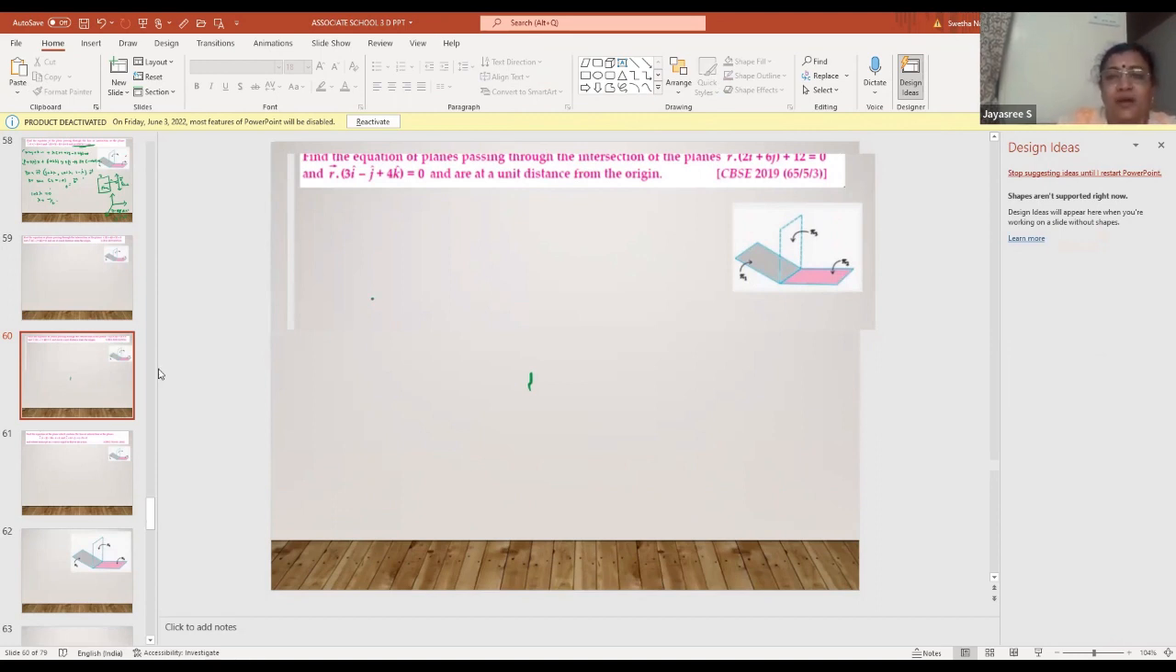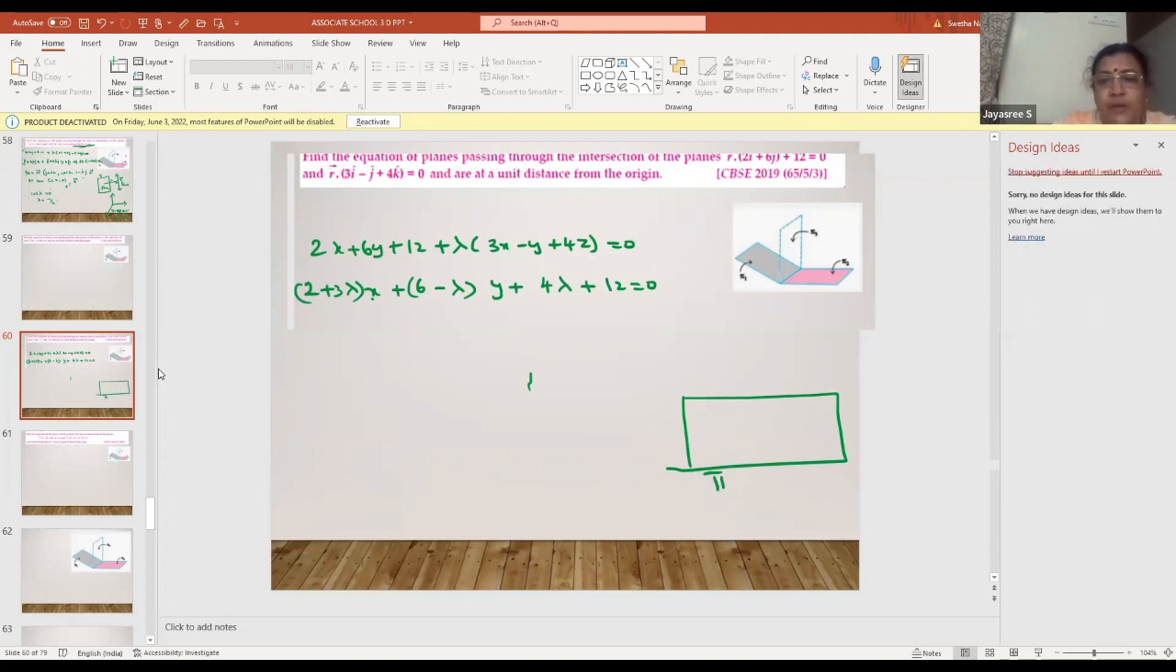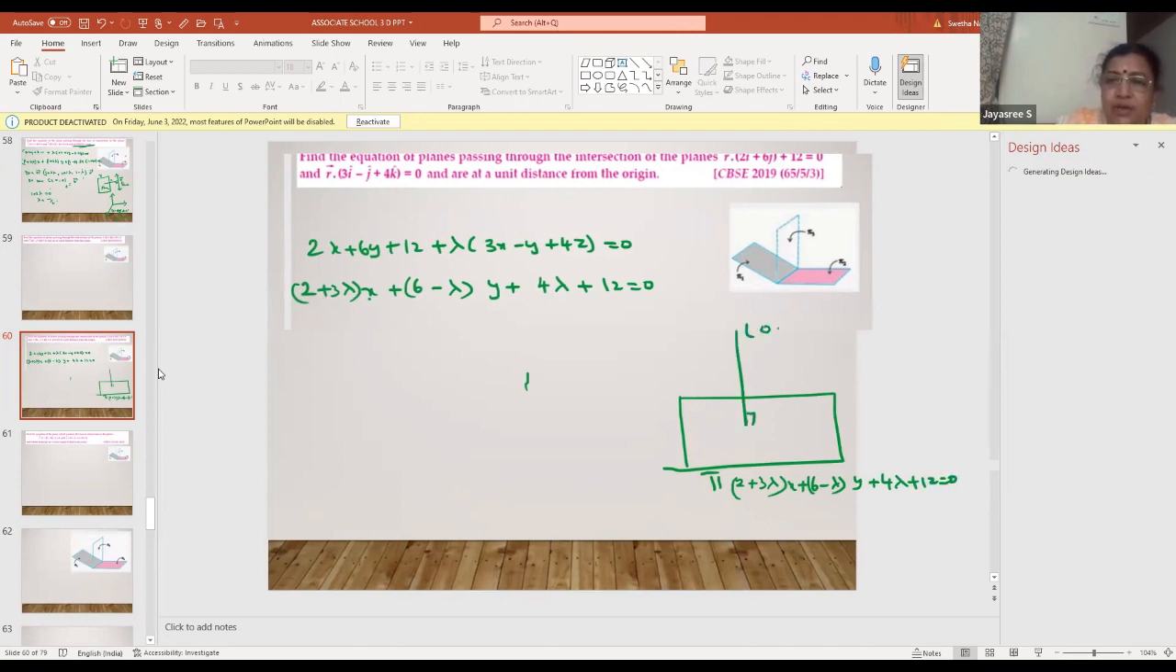So after grouping here: (2x + 6y + 12) + λ(3x − y + 4z) = 0. Grouping gives you (2 + 3λ)x + (6 − λ)y + 4λz + 12 = 0. This is the plane equation π we got. That is (2 + 3λ)x + (6 − λ)y + 4λz + 12 = 0. And the distance from the origin is given to you as unity.